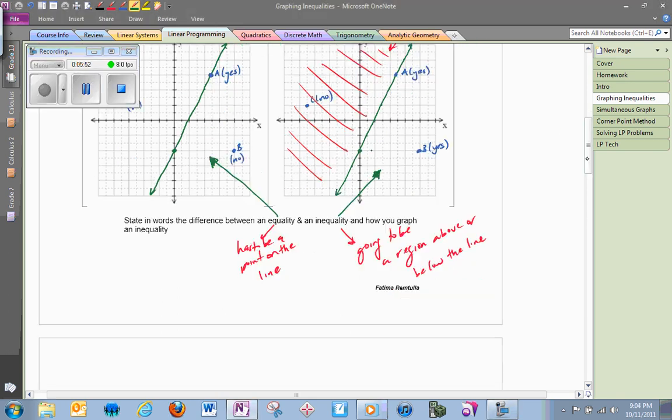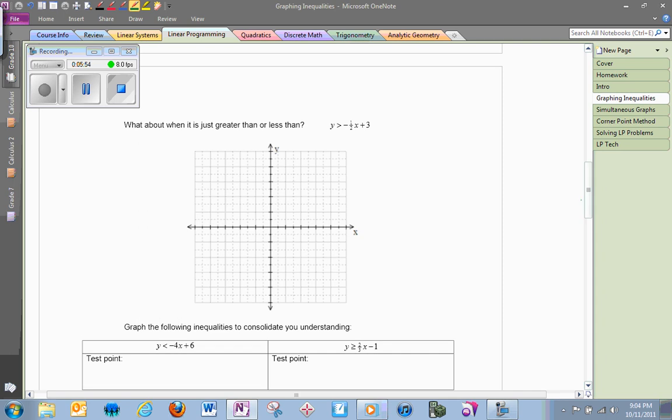Okay, so let's try another example. This example has a different question to it. It says, what about when it is just greater than or less than? So notice here, there's no equal to line. Well, what that means is that when I graph this line here, I'm going to use a dashed line. So let's try it out.